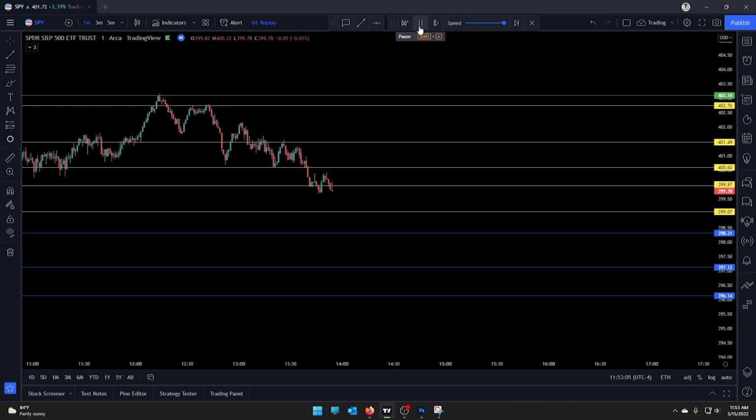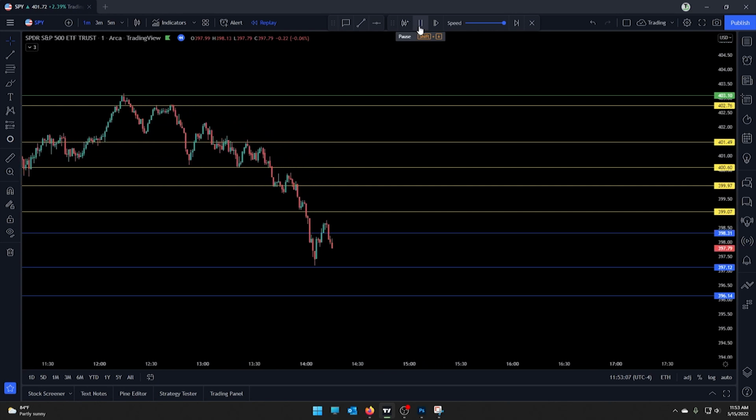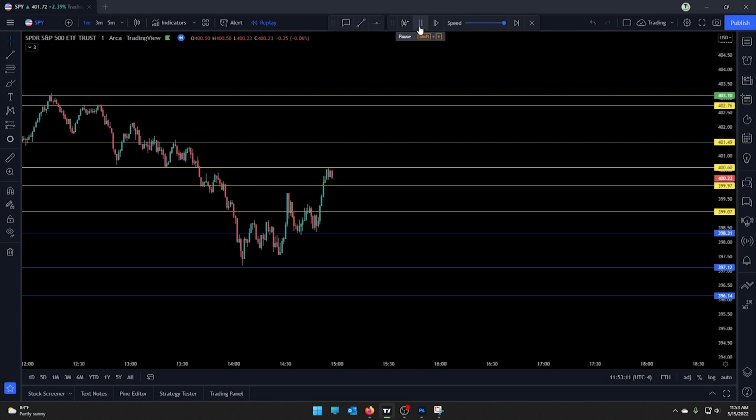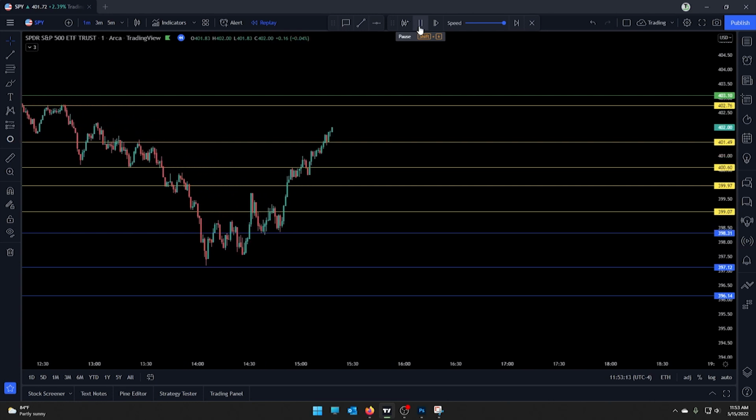Now we're just going to let this play out so you guys can just see how these candlesticks interact with these lines that we drew and let it just play out.